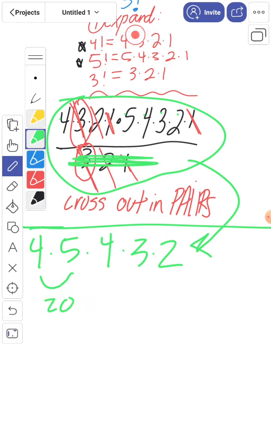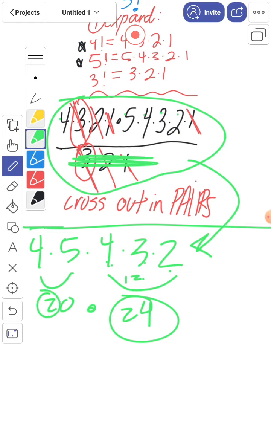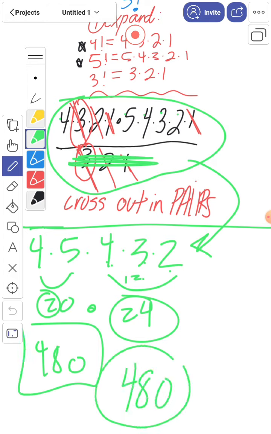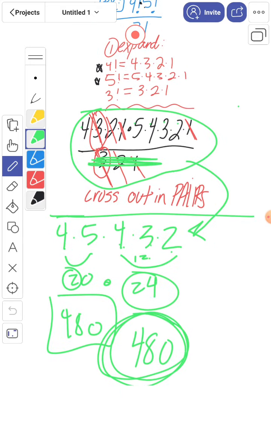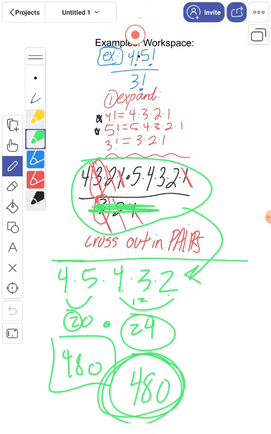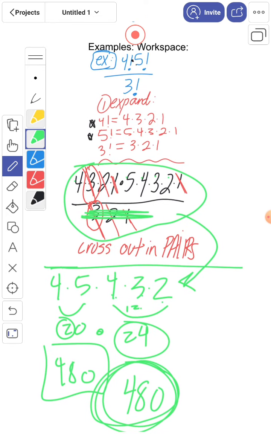So that's 20. And I know that's 24. 4 times 3 is 12, and 12 times 2 is 24. So now 20 times 24. So 24 times 2 is 48. Add a 0, your answer is 480. It's ugly. This is your final answer, 480. So that's from top to bottom.